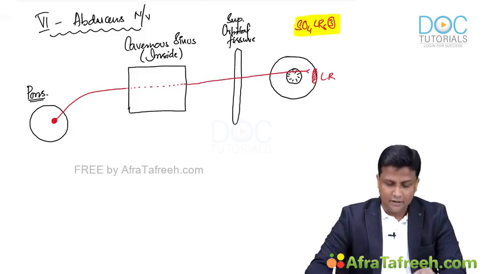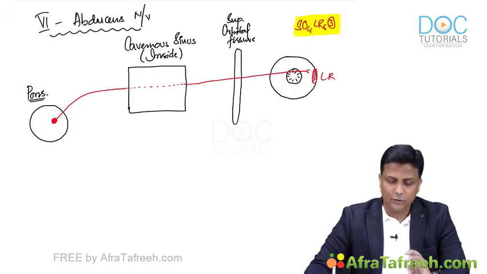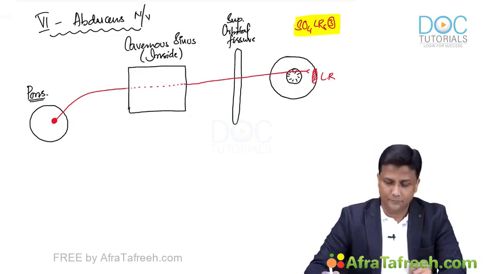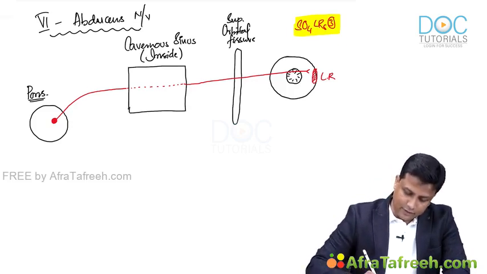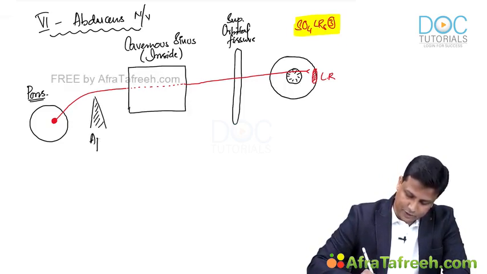I repeat again, the sixth nerve: the nucleus will be present in the pons, exiting from the pontomedullary junction, passing through the cavernous sinus, then through the superior orbital fissure, finally supplying the lateral rectus. It's very simple. Now, one important MCQ that you have to remember: imagine this one here to be the apex of the petrous part of the temporal bone.